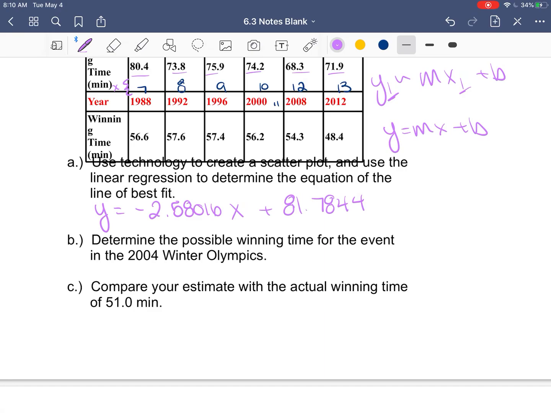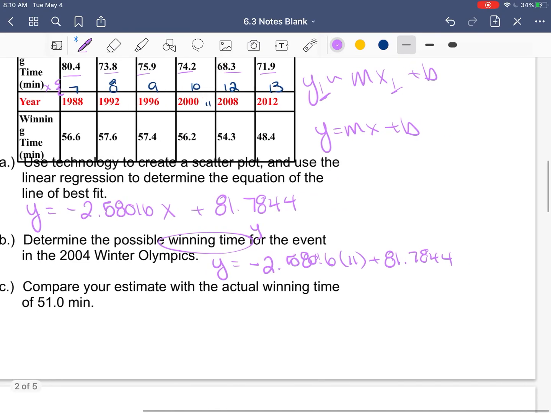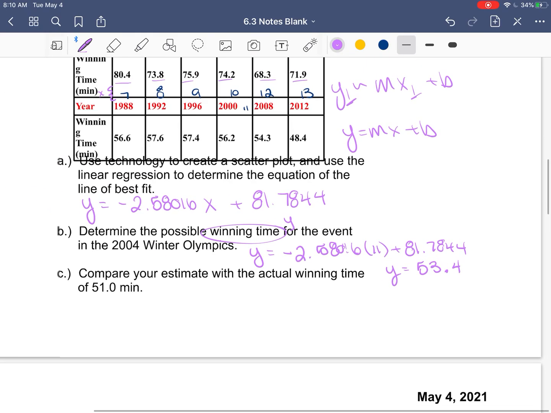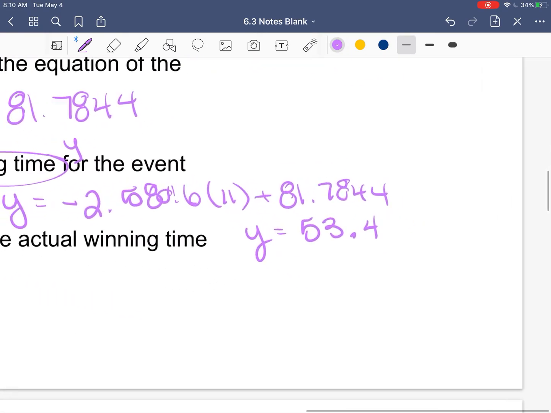So determine the possible winning time for the event in the Winter Olympics. So our winning time, that is our y. So that means we are looking for what y is in the 2004 Olympics. So what y is in negative 2.58016 times 11, since the 2004 Olympics was year 11, plus 81.7844. All right, we're going to throw that into our calculator, and we are going to get y equals 53.4, and our units for this is minutes.